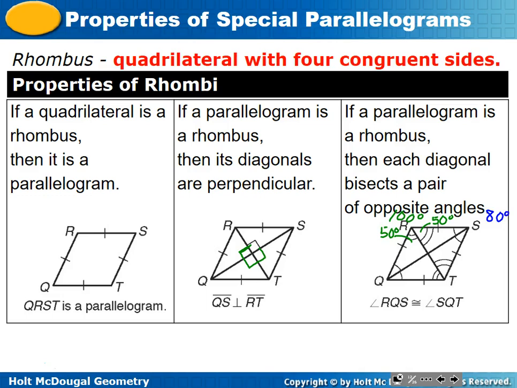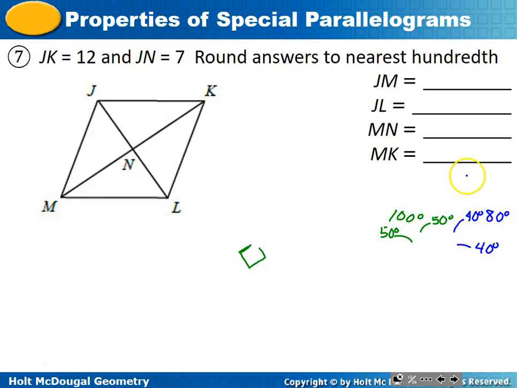So then again, QS bisects the 80 degrees, so this would be 40 and this would be 40. So when we have diagonals in a rhombus, they bisect the angles. So we're going to go ahead and use these properties now with some problems.